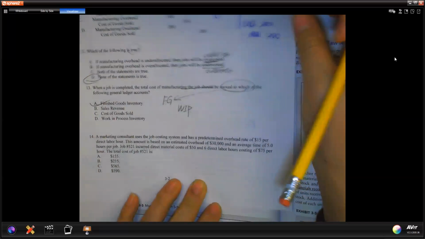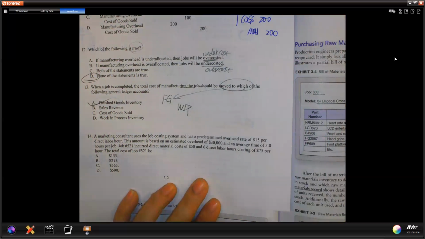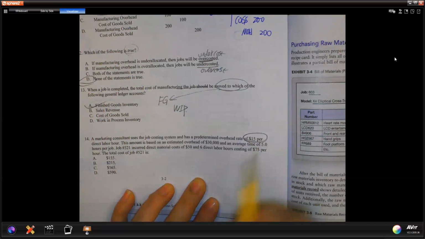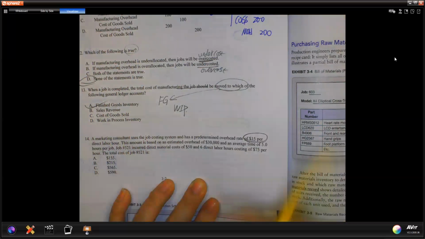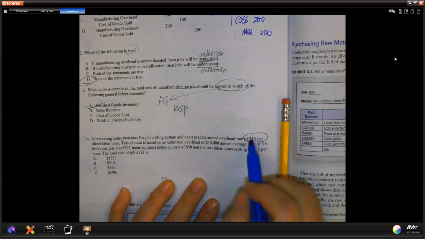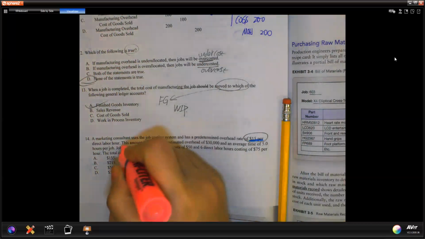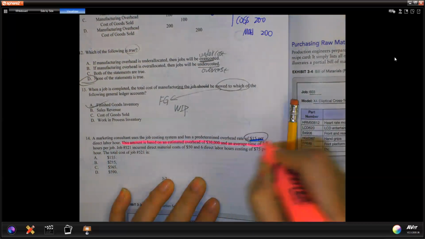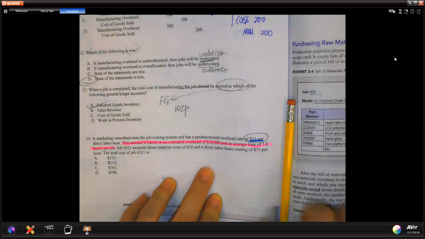Next one. Okay, a company is going to use job costing. The predetermined rate is $15 per hour based on estimated overhead. You don't need to worry about how they based this, because you already got the rate of $15.